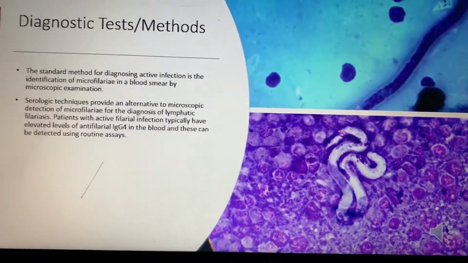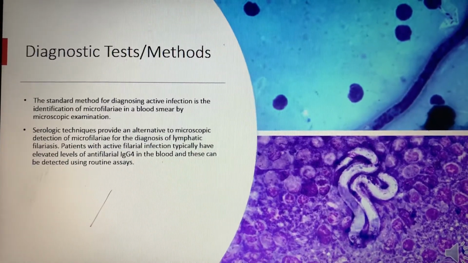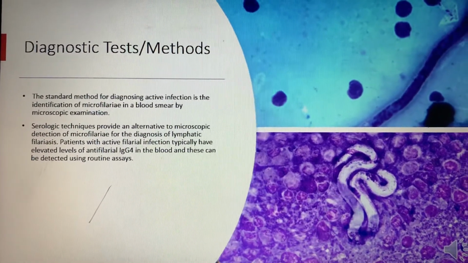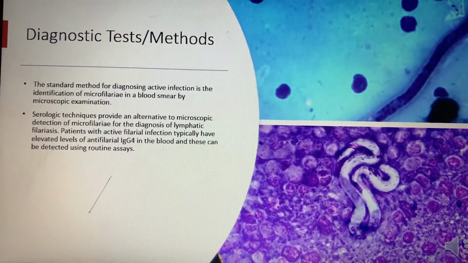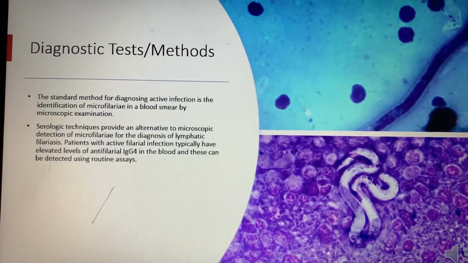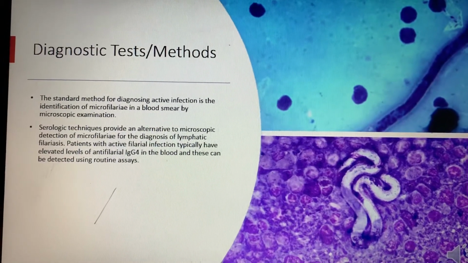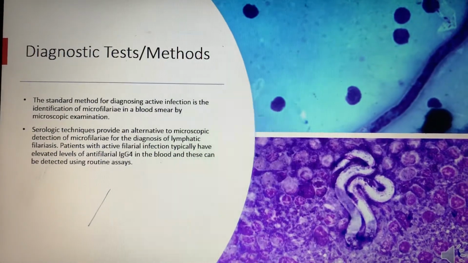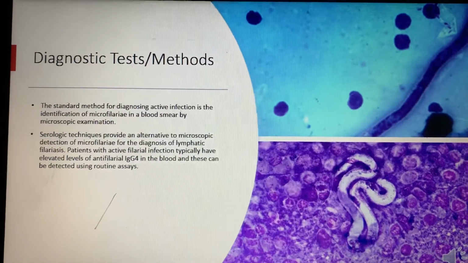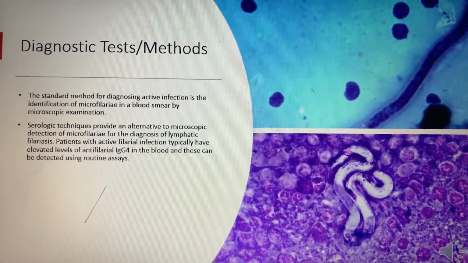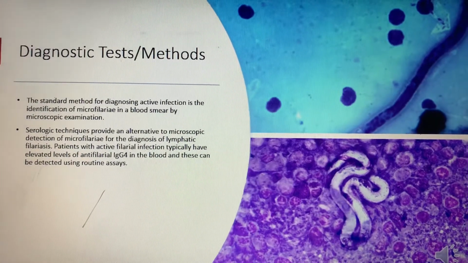So how is this disease tested? Like, what are the diagnostic tests and the methods? After researching, I found that the standard method for diagnosing the active infection is the identification of microfilariae in a blood smear, and this is by a microscope, so microscopic examination.